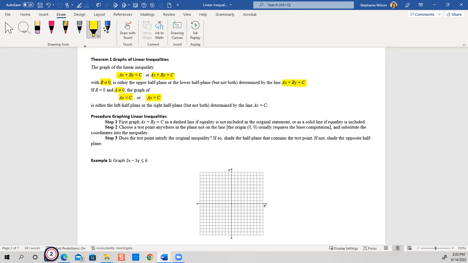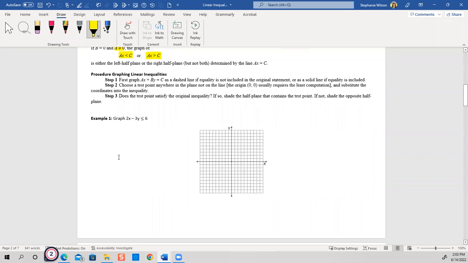To have a left or right half plane, a cannot equal 0, which makes sense. Y represents going up versus going down. So if a equals 0, then we're not going to have a left or a right, because that's the x value. It's moving left to right.